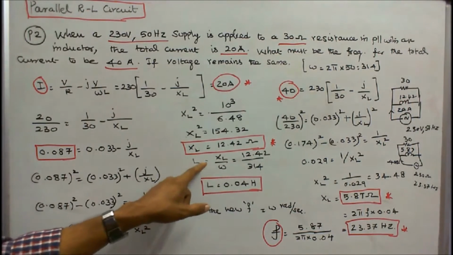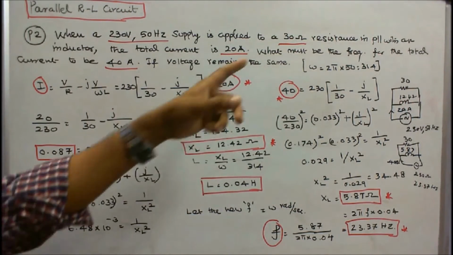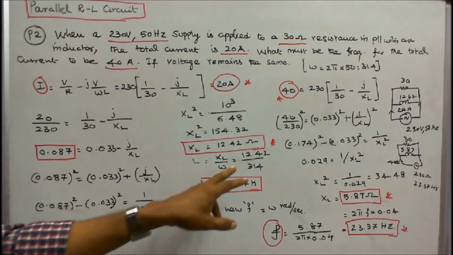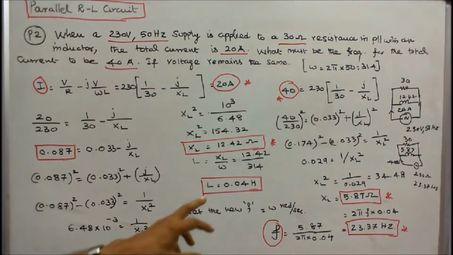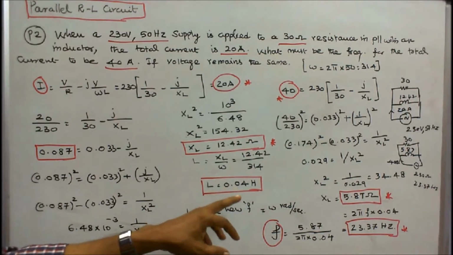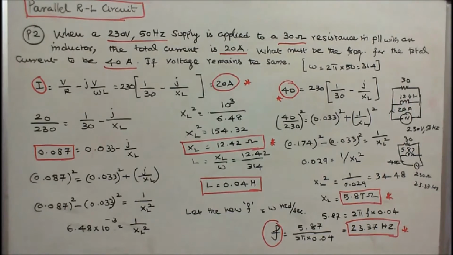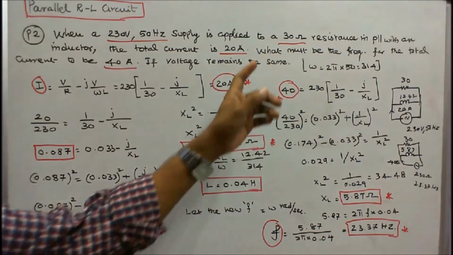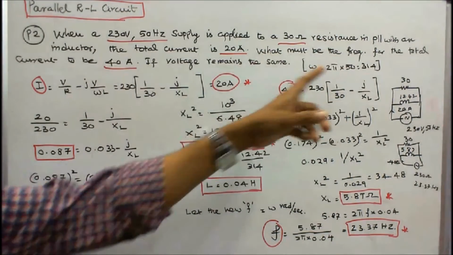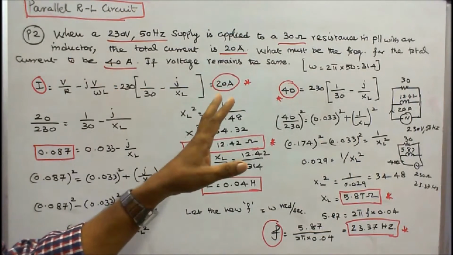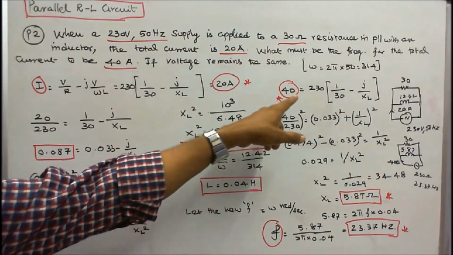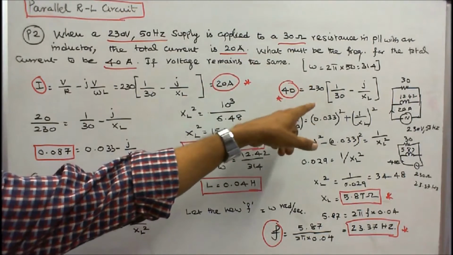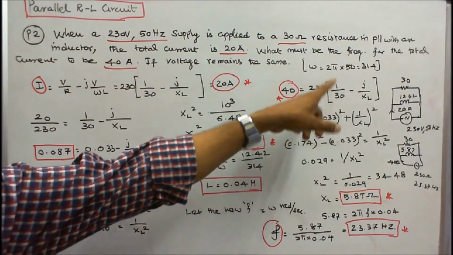L is equal to XL by omega. I know omega is equal to 314. That is equal to 12.42 divided by 314. Inductance L is equal to 0.04 henries. The next is, what must be the frequency for the total current to be 40 amps if the voltage remains the same? 40 is equal to 230 into 1 by 30 minus j by XL.